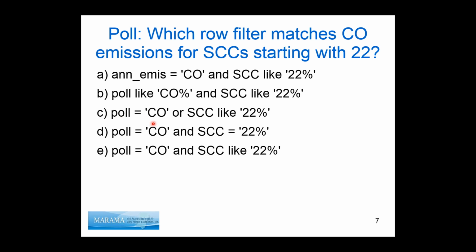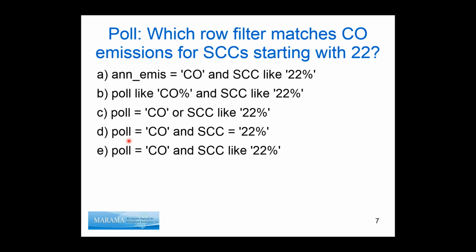In C, C is looking good, except that it's got the OR joining instead of the AND. So that's going to match emissions where the pollutant is CO or the SCC starts with 22. That's going to give us more records than we really want. D. D is looking good.